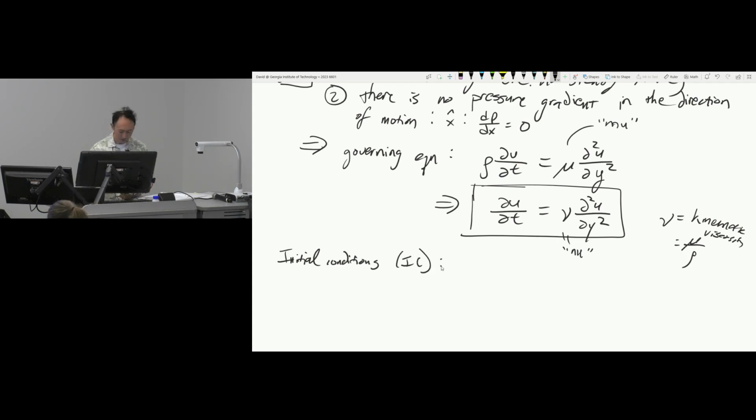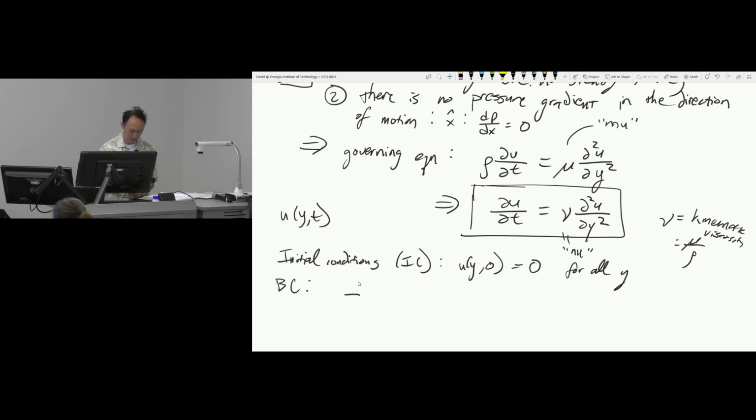All right, so I'm going to have this notation, u of y comma t, because I only care about the distance from the bottom plate, and I care about time. So the initial condition means that at t equal to 0, u is equal to 0 for all y. That means it's quiescent, which means not moving. Stationary in the beginning, and now the boundary conditions.